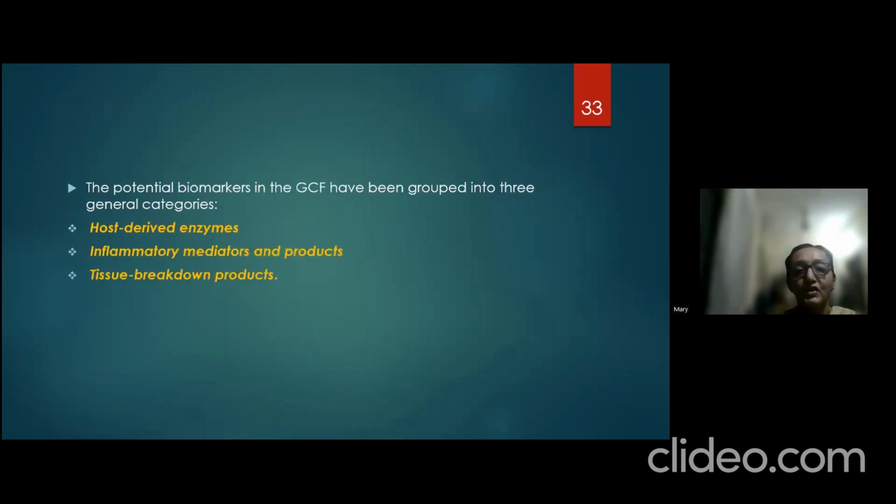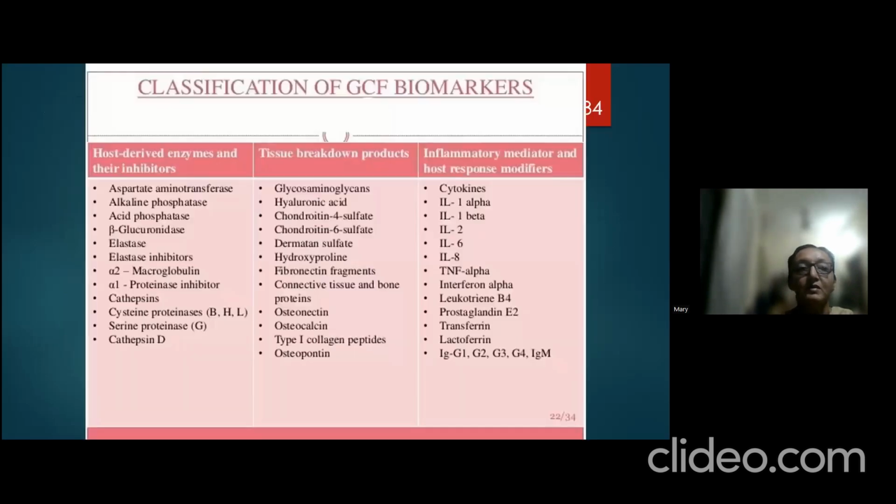So what are the potential biomarkers that we commonly come across in the GCF, that is, when we study the GCF? They can be generally grouped into three categories: host-derived enzymes, inflammatory mediators and products, and tissue breakdown products. So they can be divided into three groups. So what are these host-derived enzymes and their inhibitors?